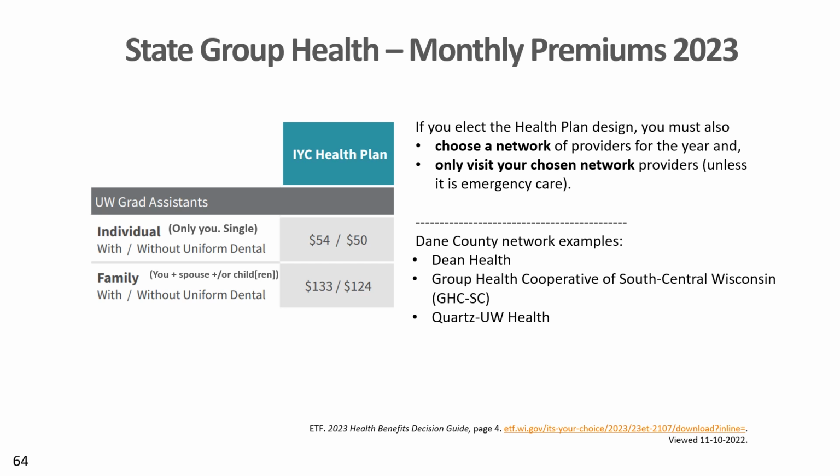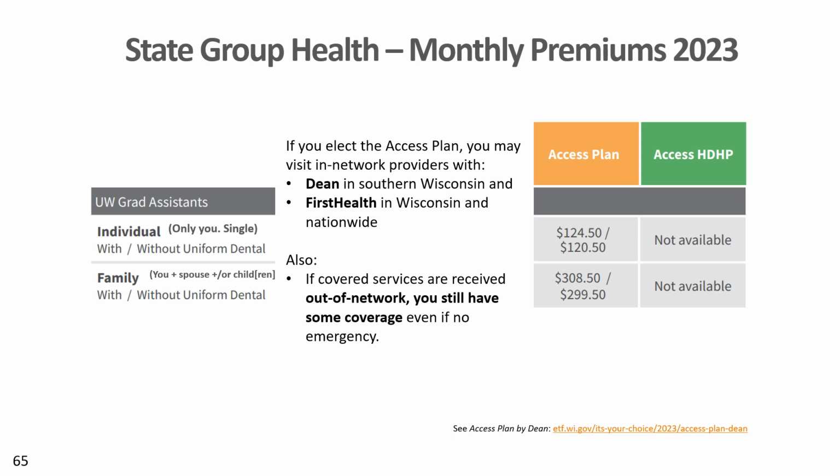If you elect the health plan, you must also choose a network of doctors to be your doctors for the coming year, and you will only visit those doctors unless it's an emergency. Here in Dane County, that usually means that an employee chooses between Dean, GHC of South Central Wisconsin, or the Courts UW network. Each of these offers doctors here in Dane County. If you were to choose the nationwide access plan instead, there are providers here in Dane County, as well as the other counties in Wisconsin and the other states within the nation.